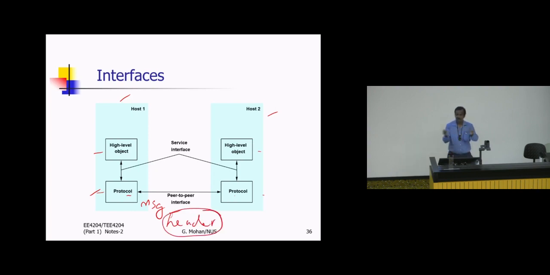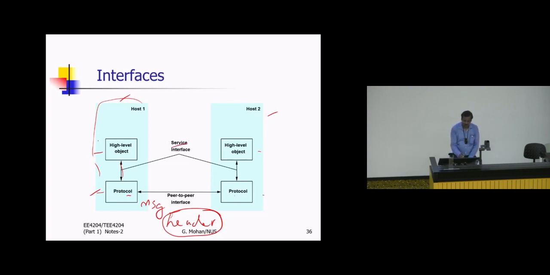Let's say you take an IP packet, there's an IP header, okay? Similarly, Ethernet has a header, which includes address and other things, okay? I'm not going into all the different fields, right? At the same time, within the same host, vertically, it provides certain services to the upper layer. That's called service interface.